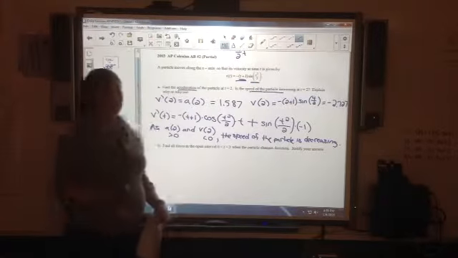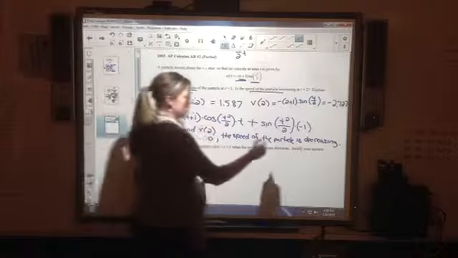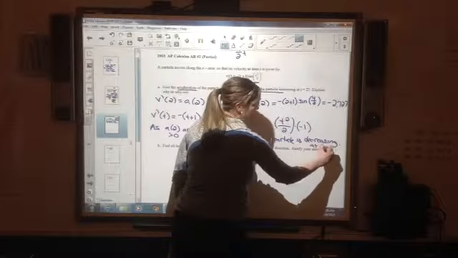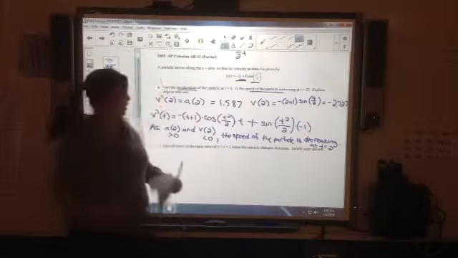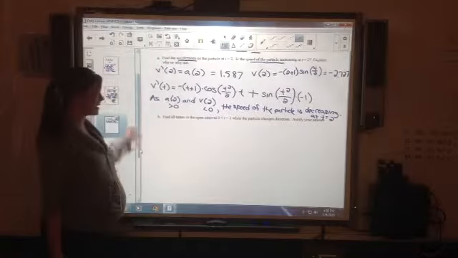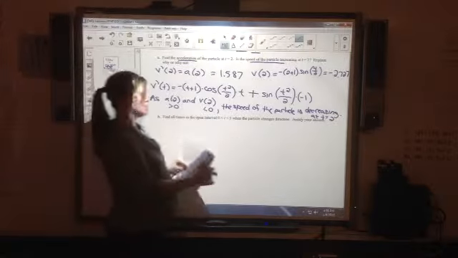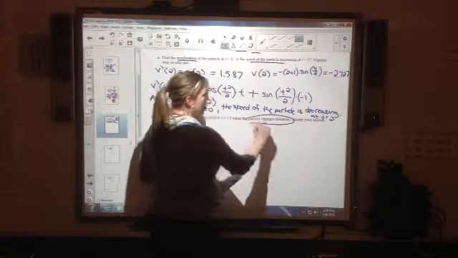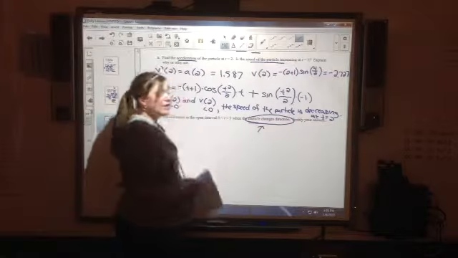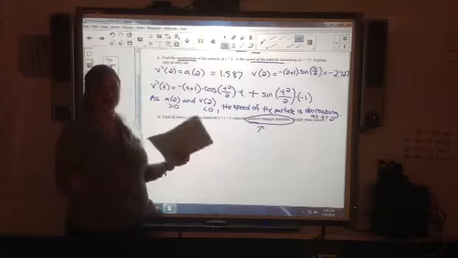Not increasing, it's decreasing, and I should say at t equals 2. Okay, next one. Find all the times where the particle changes directions. So think about this. If you're talking about a particle changing directions, the only thing I care about is velocity, positive or negative.